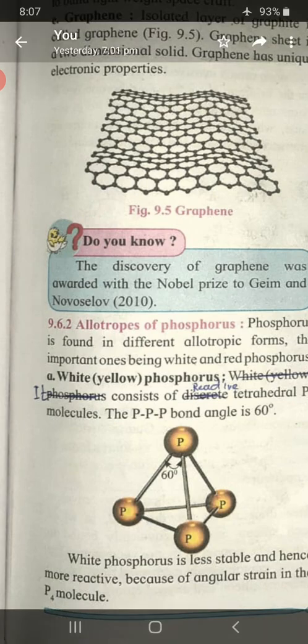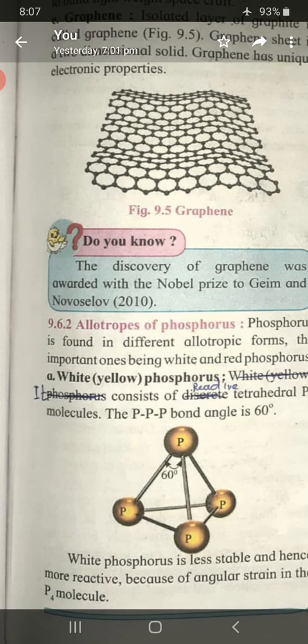White phosphorus is insoluble in water, but it dissolves in boiling NaOH solution. White phosphorus is poisonous.